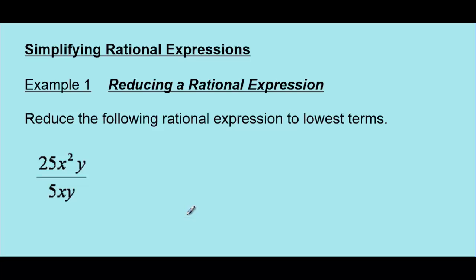25x squared y divided by 5xy. This is considered a rational expression because we have variables and coefficients in the numerator and denominator. Notice how we don't have any addition or subtraction in either the numerator or denominator. This makes our lives much easier when simplifying, as we can just reduce the coefficients with each other and reduce the variables with each other as well.